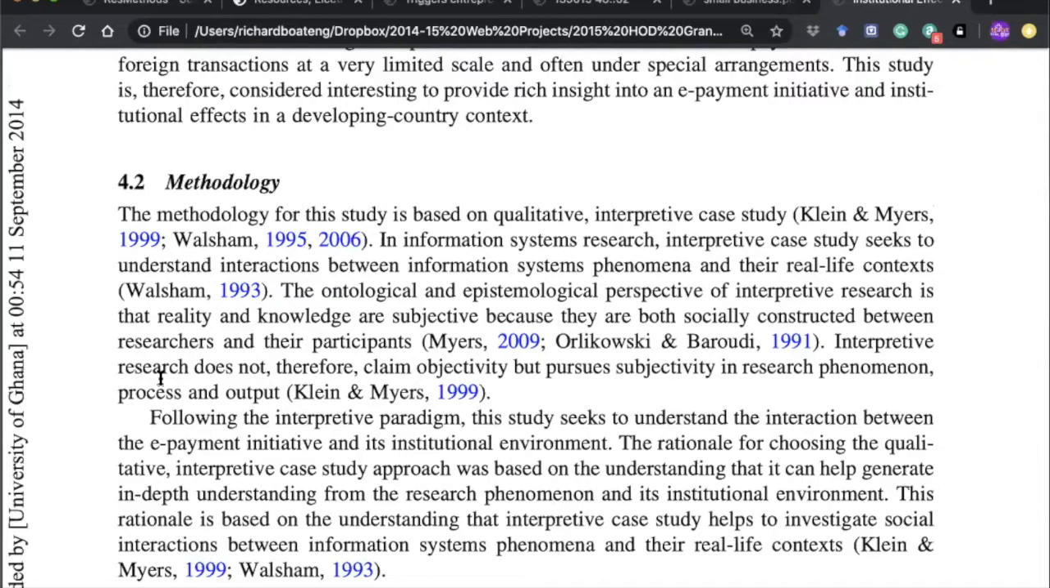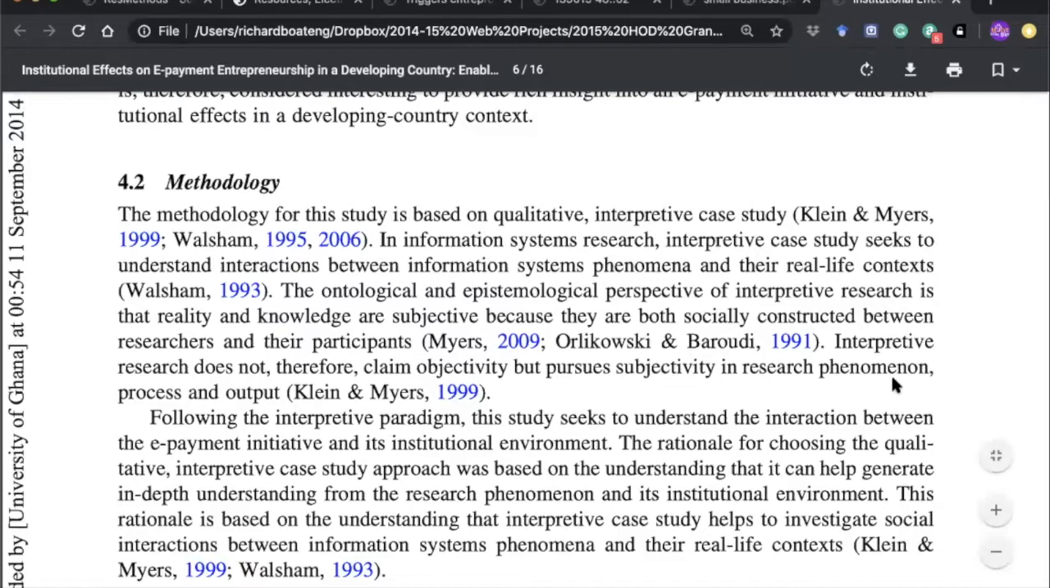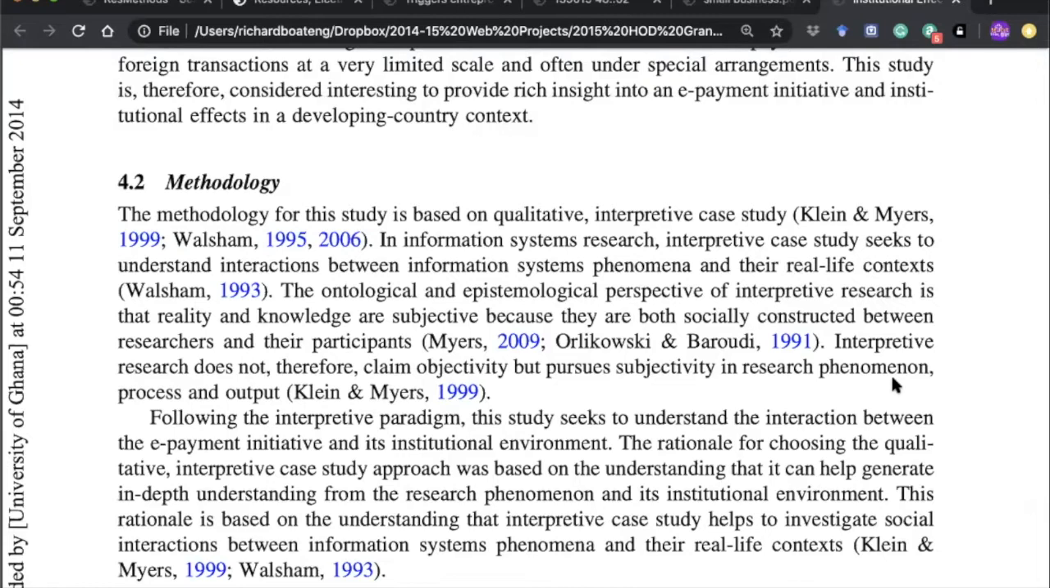So he says that the methodology of this study is based on qualitative interpretive case study. He wants to make sure from the beginning that you know you're doing a qualitative interpretive study so that you can understand the choices he's going to make concerning data collection and then concerning data analysis. In information systems research, interpretive case study seeks to understand the interaction between information system phenomena and their real-life context. The ontological and epistemological perspective of interpretive research is that reality and knowledge are subjective because they are both socially constructed between researchers and participants.